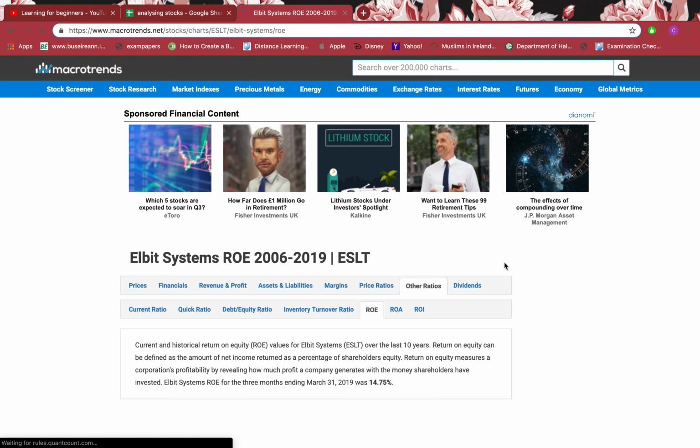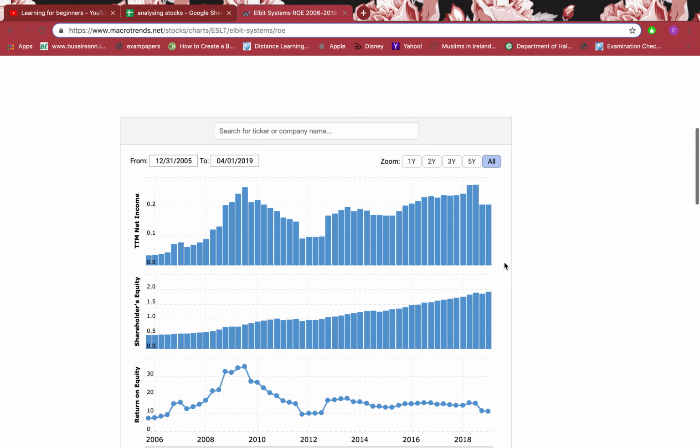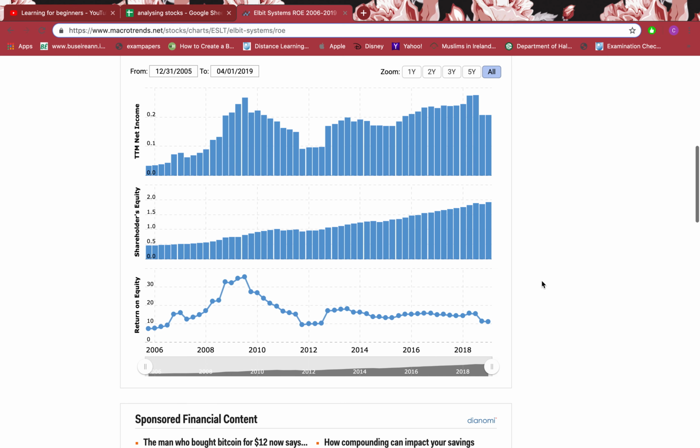Let's go to return on equity. I'm looking for 8% or more. Right now it's more than 8%, which is brilliant. And let's look at the back. Let's see if it has ever been below 8% or not. Since June 2006 up till now, which is nearly 13 years, consistently it has been 8% or above, which is brilliant.